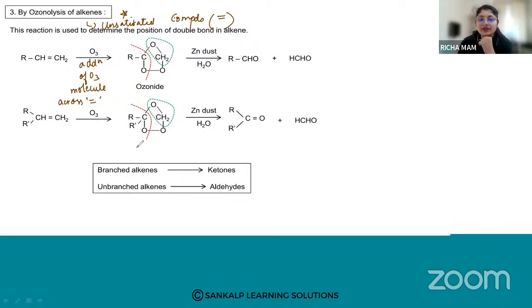Now what we have done here, just see, I'll show you again. RCH double bond CH2 in the presence of O3. The rest of the things will remain the same. Here the ozone molecule is added. Now again, what will happen here? Just see.